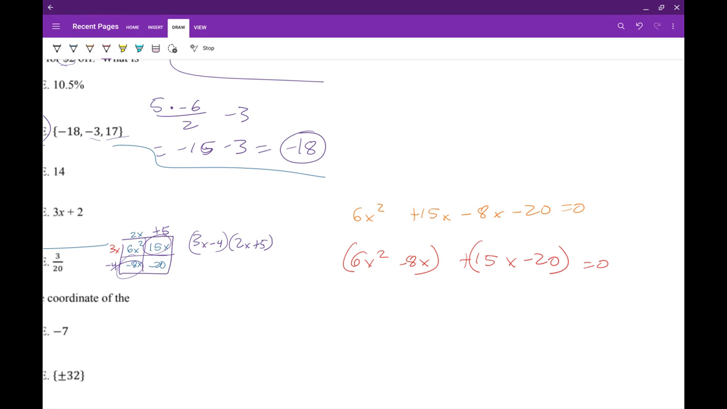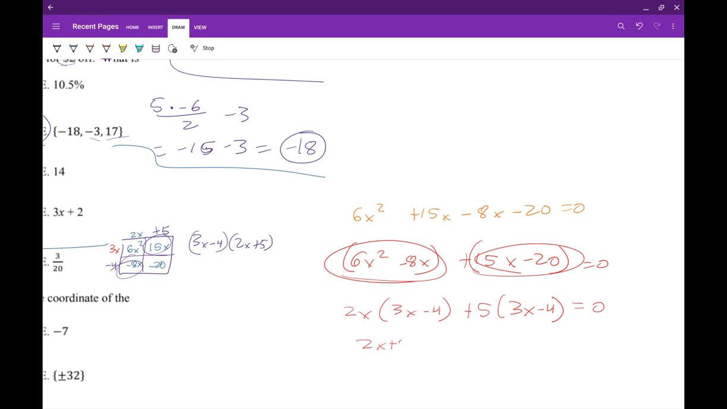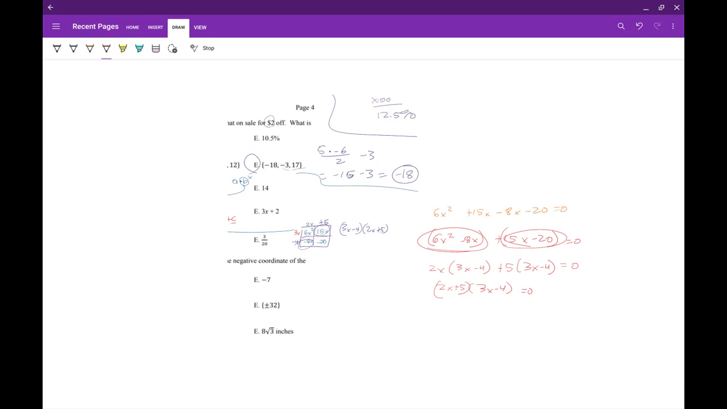So then you do the same. You pull the GCF out of both of these, and so on here you have 2x as your GCF, and you're left with 3x minus 4. And then here you have 5 as your GCF, and you're left with 3x minus 4. So then using the distributive property, you have 2x plus 5 times 3x minus 4 equals 0. Those are your linear factors.